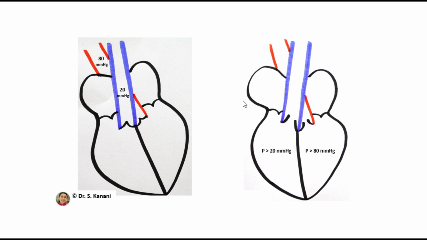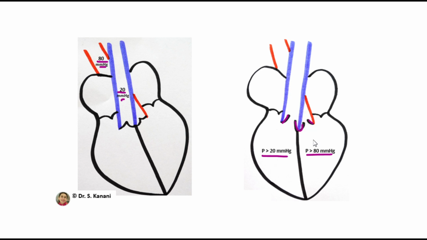At rest in an average sized individual, pressure inside the pulmonary trunk is around 20 millimeters of mercury, and pressure inside the aorta is 80 millimeters of mercury. So that simply means to open the pulmonary valve, pressure inside the right ventricle should exceed 20, and pressure inside the left ventricle must go above 80 millimeters of mercury. That's when the aortic valve opens.